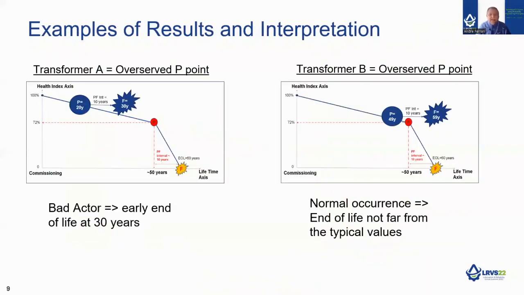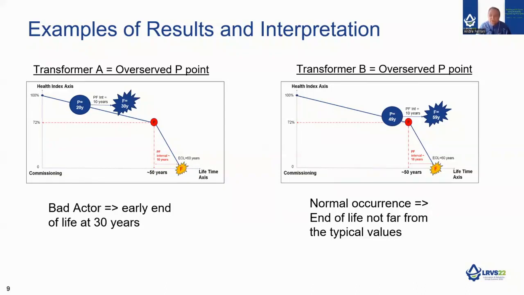Moving on, this slide illustrates a couple of examples where the actual P points are obtained. We're going to compare actuals to the typical population of transformer defined statistical P point. Because the transformer is a repairable system, the actual P point is obtained the first time DGA status 3 is achieved in those two transformers. Transformer A is defined as a bad actor because the actual P point is 30 years earlier than the typical P point, which is 50 years.